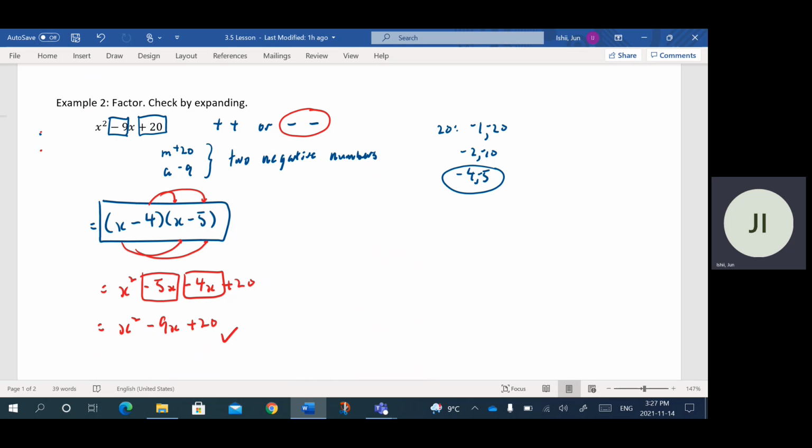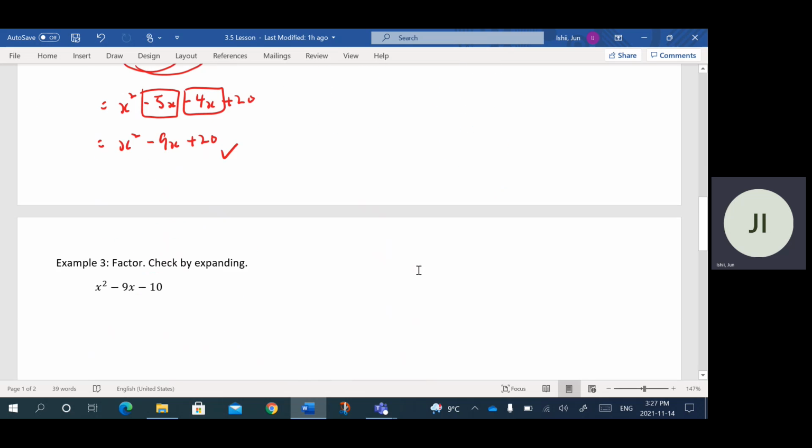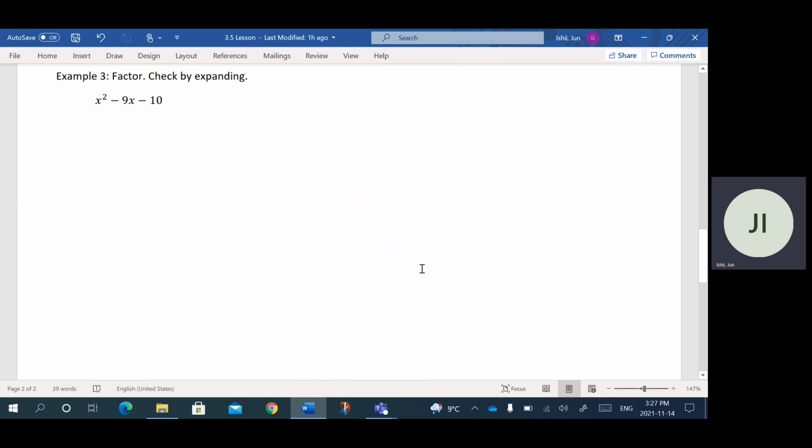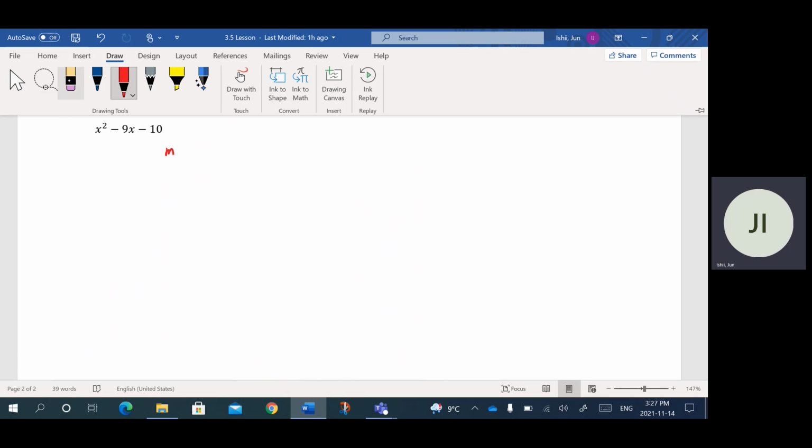All right. So again, when you're doing this factoring, it's kind of like a puzzle, a riddle, where you're trying to find two numbers that multiply to the last term and add to the number in front of the x. All right. Cool. So let's try another one here. This time I want to factor this one here and check by expanding. So again, I'm going to do the same thing. I want two numbers that multiply. Let's use blue ink here.